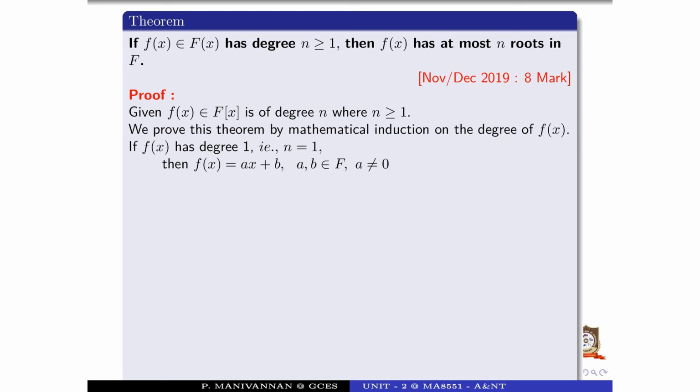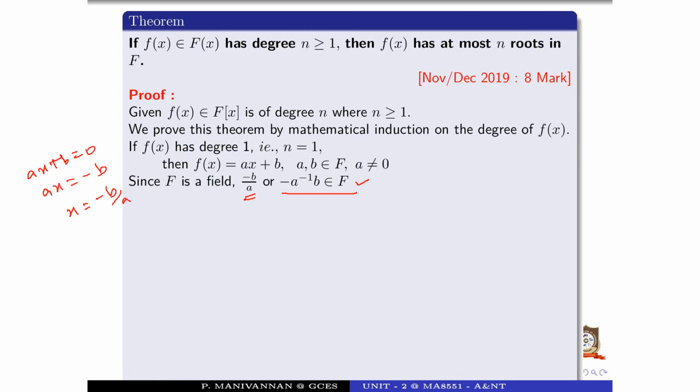If f of x has degree 1, that is n equals 1, then f of x equals ax plus b, where a, b belong to F with a not equal to 0, since its degree is 1. Since F is a field, this element belongs to F. How do we find this element? ax plus b equals 0, ax equals minus b, x equals minus b by a. It is the root for this polynomial.